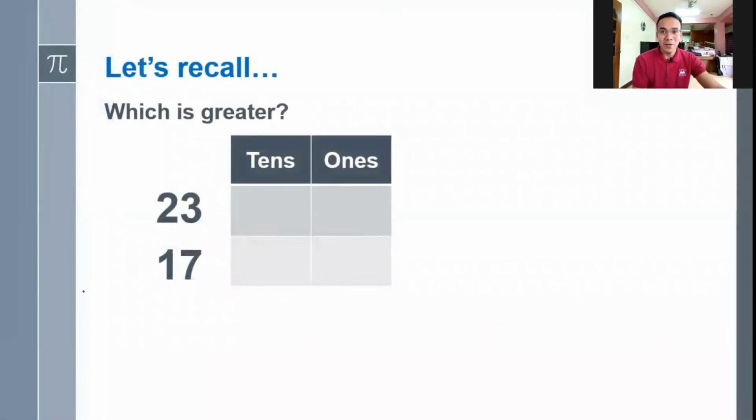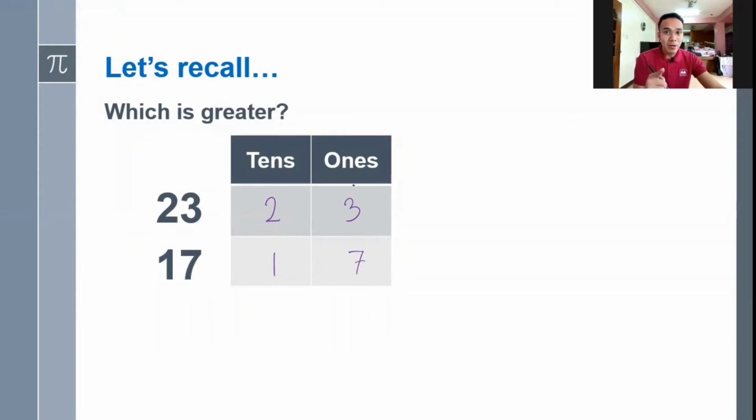Let's start with 23 and 17. Which number is greater? Before we answer that question, we have to write 23 and 17 into our place value chart. In 23, there are 2 tens and 3 ones. In 17, there's only 1 ten and there are 7 ones.